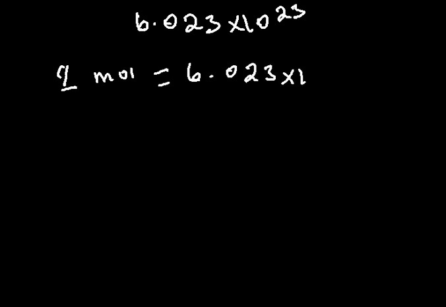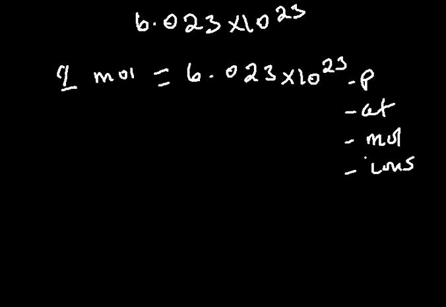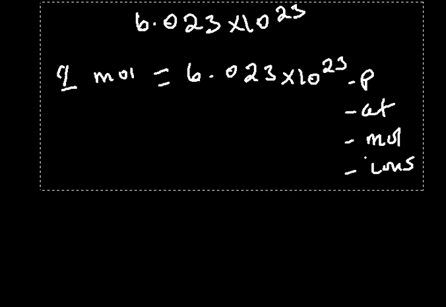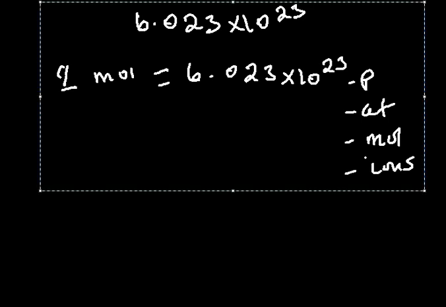6.023 times 10 to the power 23 particles, can be atoms, can be molecules, can be ions, can be whatever for a given substance. So if we say a mole, that simply means the amount of substance that contains the Avogadro's number, that is 6.023 times 10 to the positive 23.